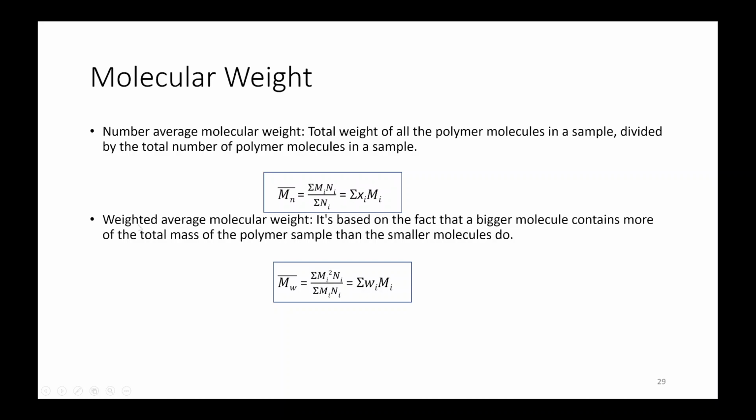In case of weight average molecular weight, we saw its formula here. M is squared and M will also be in the denominator as well. So here it's based on the fact that a bigger molecule contains more of the total mass of the polymer sample than the smaller molecules do.